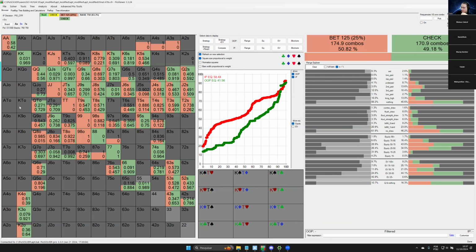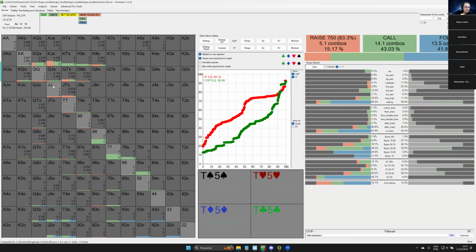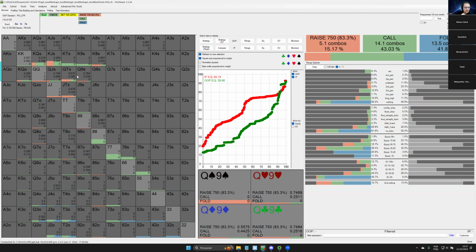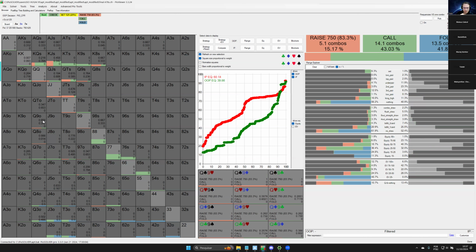One thing I don't have very clear is why you want to raise Queen 9 backdoor flush draw, but it's not the same for Queen Jack backdoor flush draw. Let's take a look at that. We don't have Queen Jack backdoor flush draw, right? We actually want to raise some, right? It's like raising with Queen 10 here, right? There's raising with Queen 10.